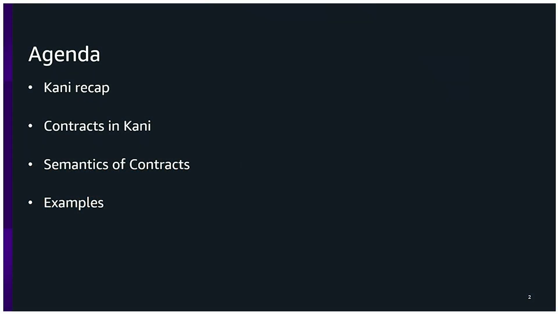All right, so this is the agenda. We're going to talk about a recap of Kani, talk about contracts, what the different types of contracts are that we support in Kani, the semantics of those contracts and how they can be used. We're going to go through a bunch of examples.